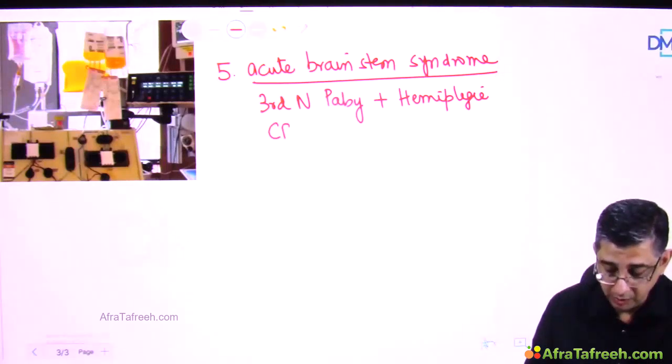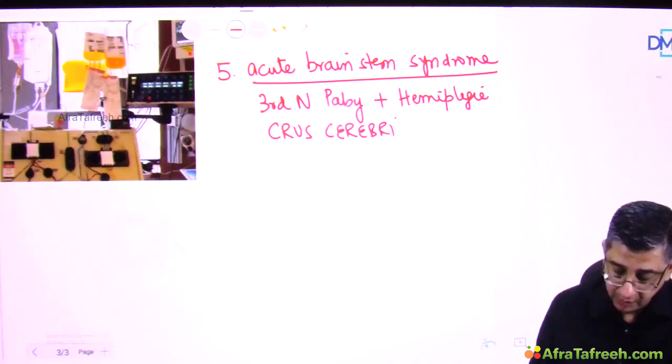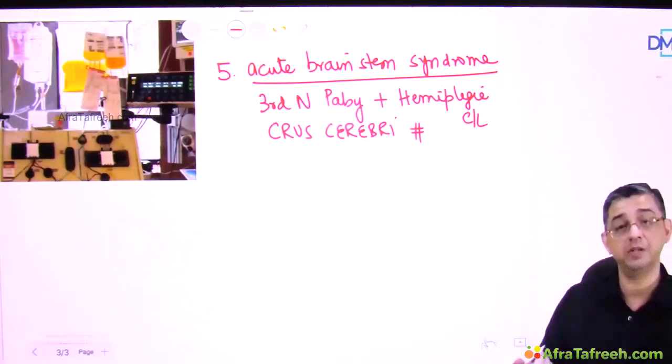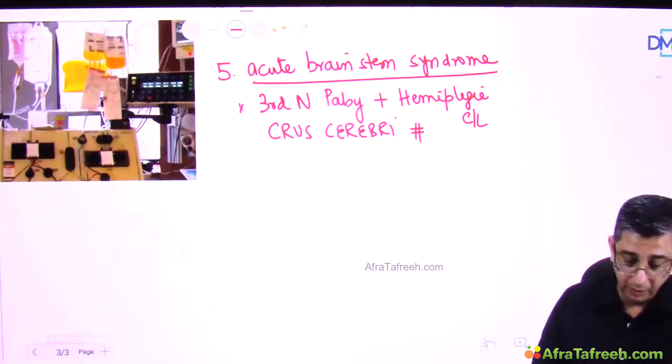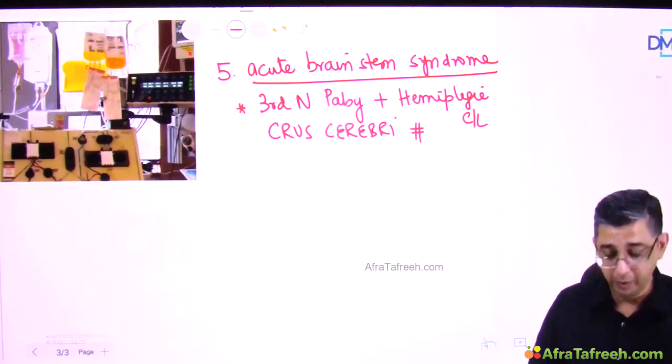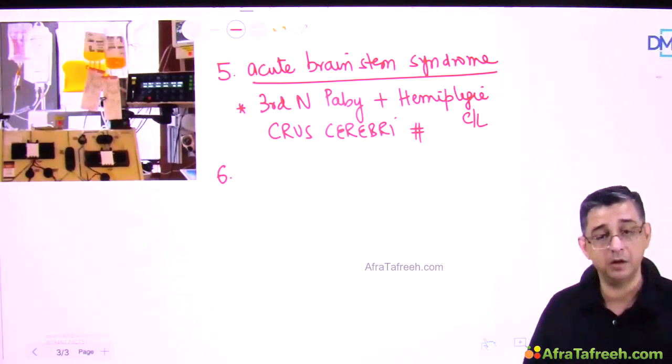So damage to crus cerebri, adjacent to which the oculomotor nerve is passing, can result in third nerve palsy with a contralateral hemiplegia. See, the features which are described for Weber syndrome can also be developing in the patient, again because of damage to the blood-brain barrier related to the crus cerebri area.